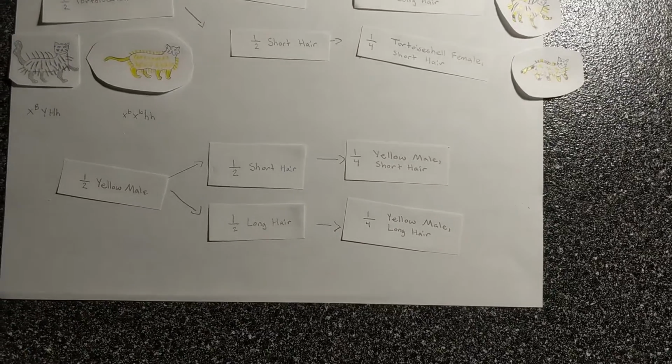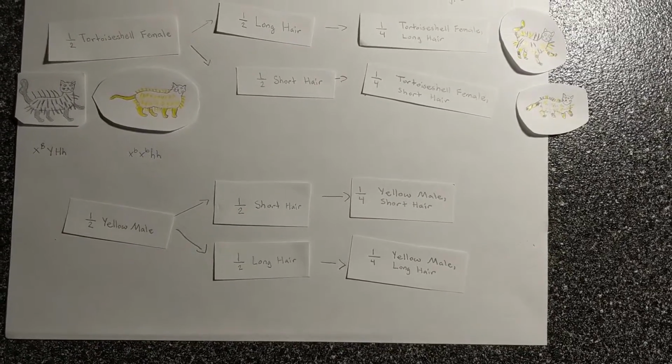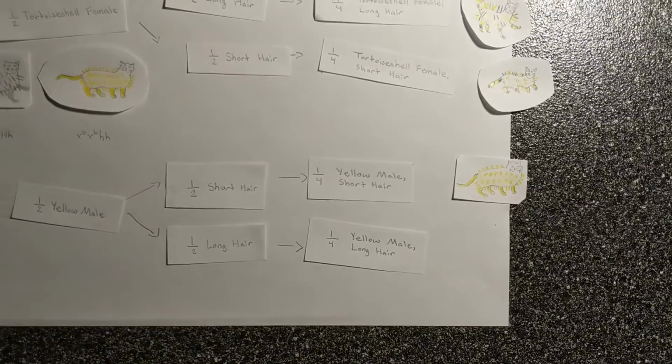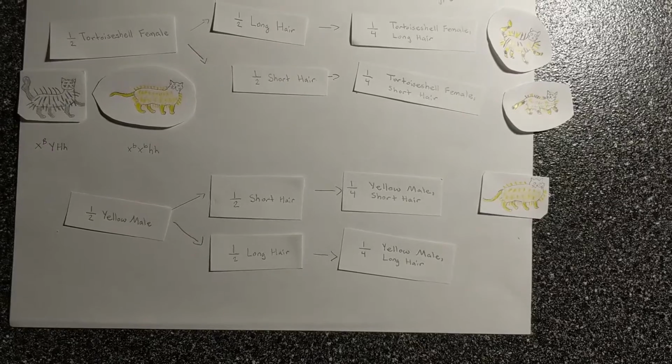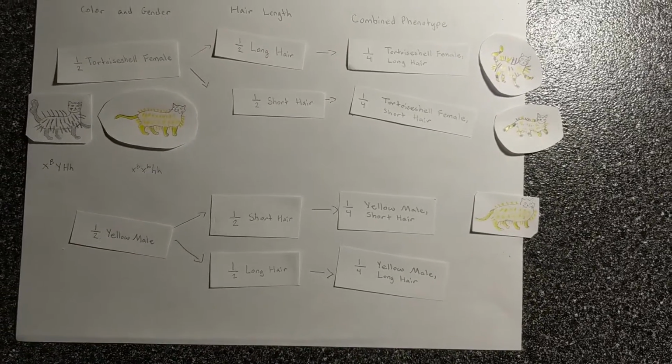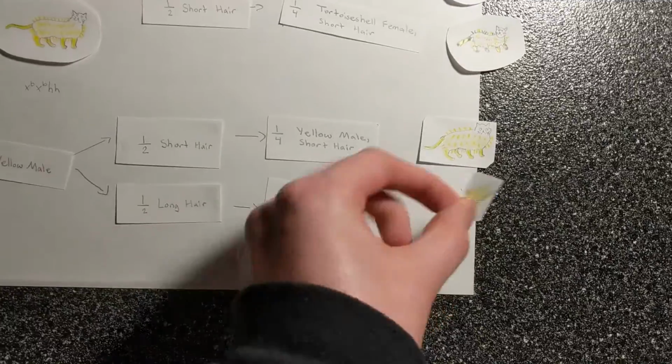At the bottom, half of the yellow males are going to have short hair, meaning a quarter of the progeny are going to be yellow male with short hair. Half of the males are also going to have long hair, meaning a quarter of the progeny are going to be yellow male with long hair.